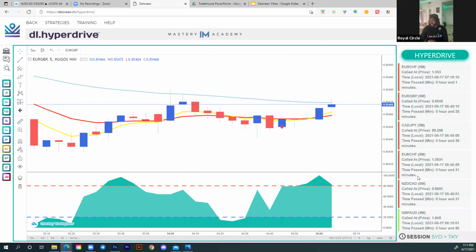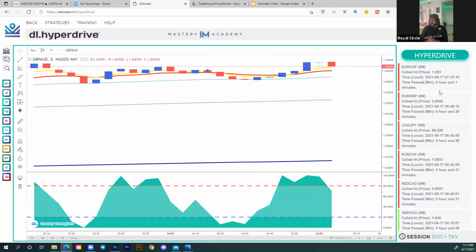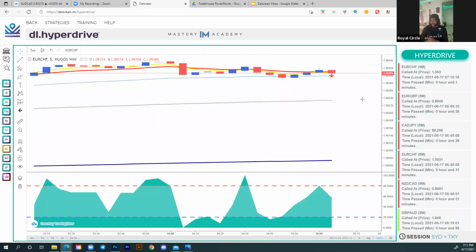Okay, so just for example purposes, you go to GBP AUD, you see a blue arrow. If this makes sense, drop a 1. All right.